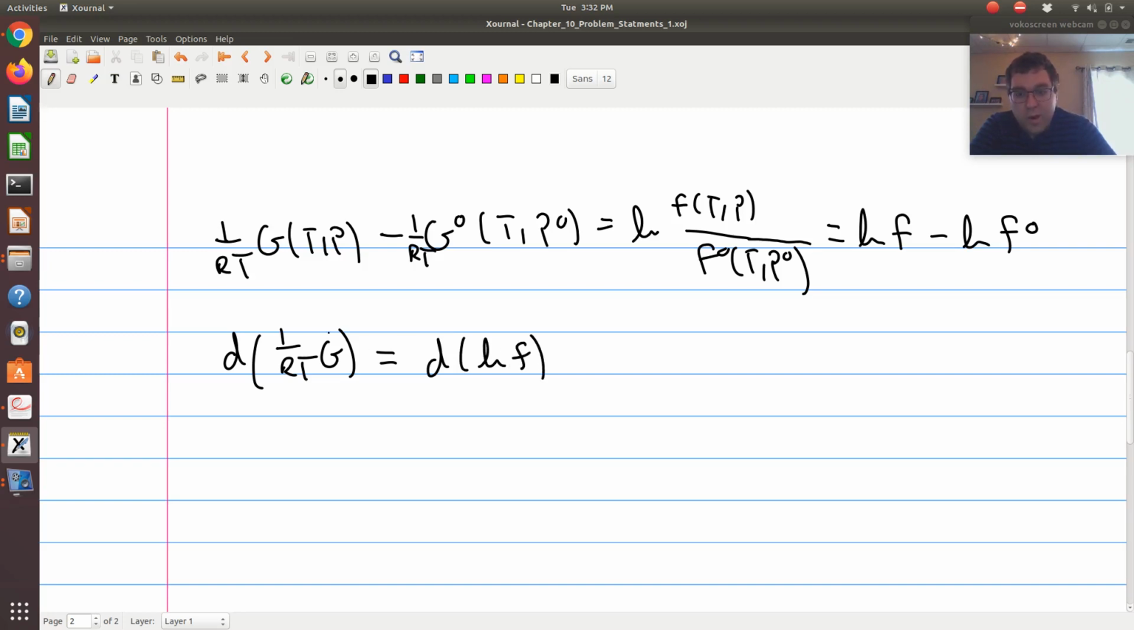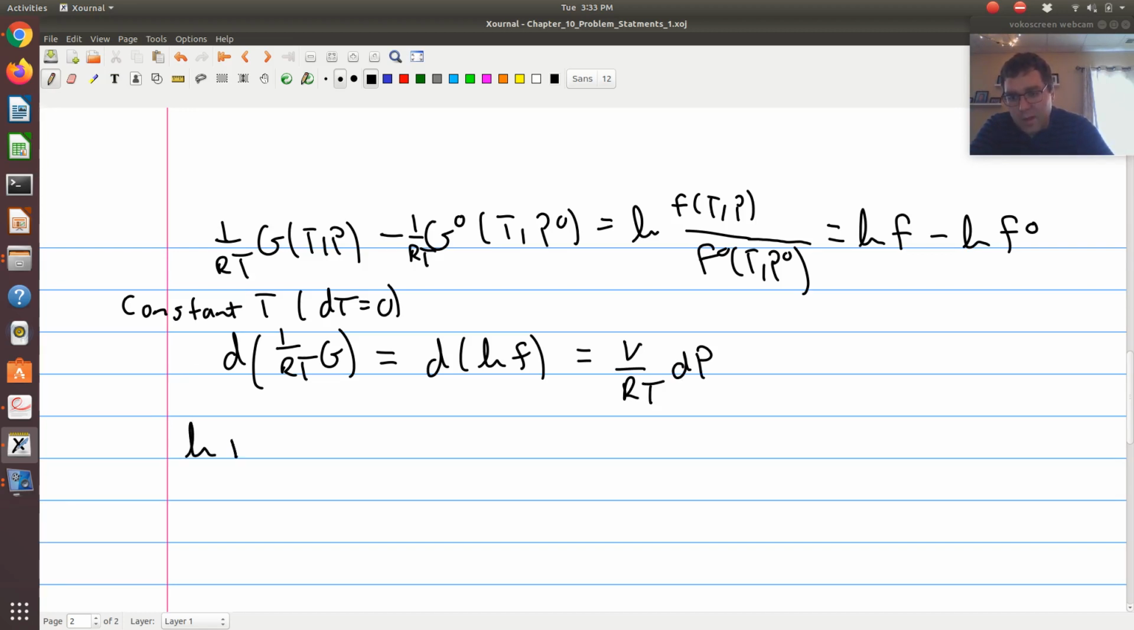Why this is useful is, remember, we're looking at a process at constant T, an isothermal process. If we look back to when we introduced dimensionless G back in chapter 5, with constant T, which means dT is equal to 0, our differential for dimensionless G just becomes V over RT dP. That's why we bring that in: we're talking about constant T.